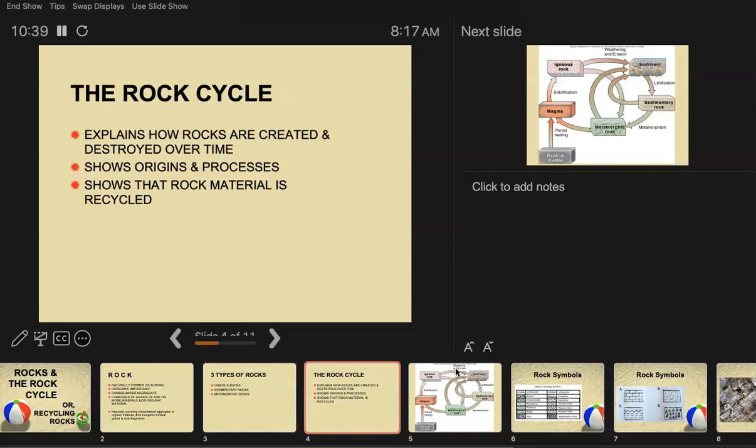So again, the rock cycle explains how rocks are created and destroyed, shows the origins of the processes that are responsible for that, and they show us that essentially Mother Nature was the first recycler. Just rock material is recycled over and over again.